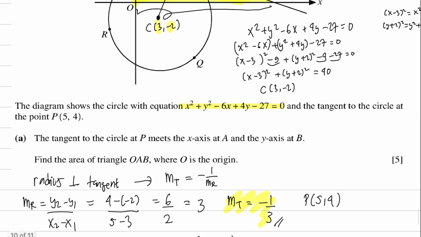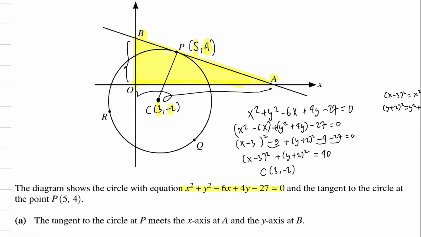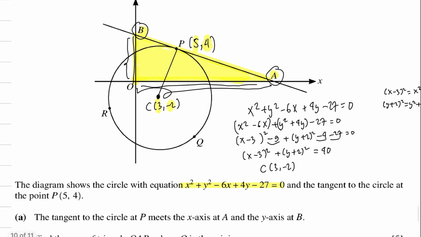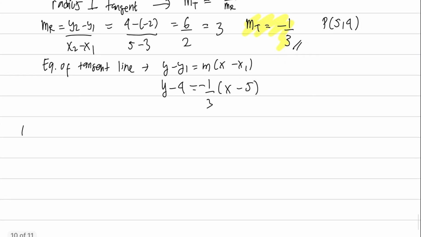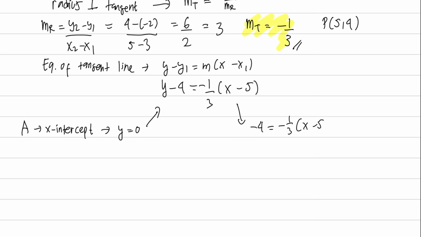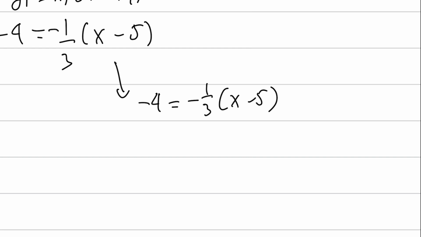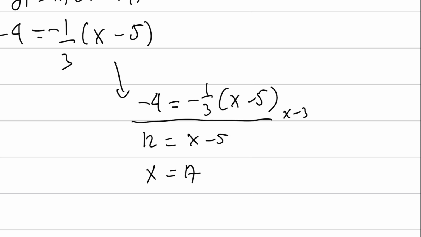Now, we just have to find a and b. If we find a and b, we can multiply a and b and divide by 2 to get the area of the triangle. So how to find a? a is the x-intercept. So we substitute y equals 0 into our line. So we will get -4 equals -1 over 3 times (x minus 5). Multiply both sides by -3. We get 12 equals x minus 5. So x equals 17.